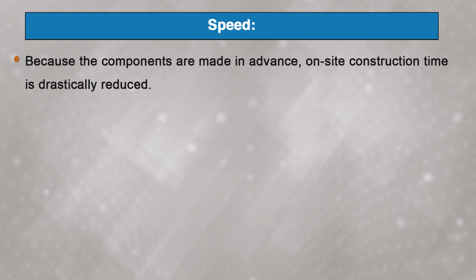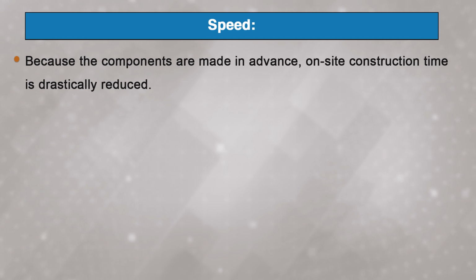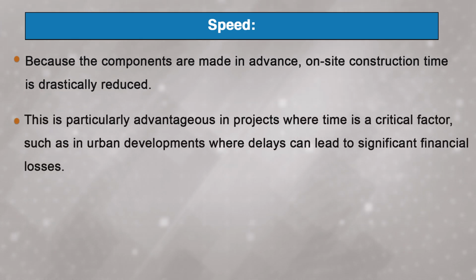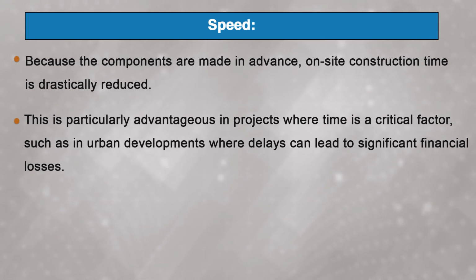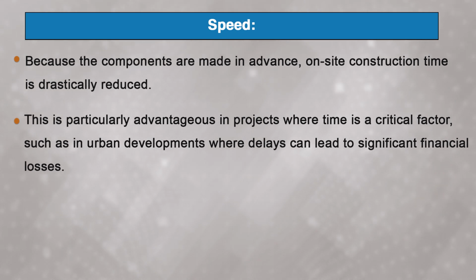Next characteristic is speed. Because the components are made in advance, on-site construction time is drastically reduced. This is particularly advantageous in projects where time is a critical factor, such as in urban developments where delays can lead to significant financial loss. For example, in emergency housing projects after natural disasters, precast construction allows for rapid assembly of homes, providing shelter to those in need far more quickly than traditional methods.